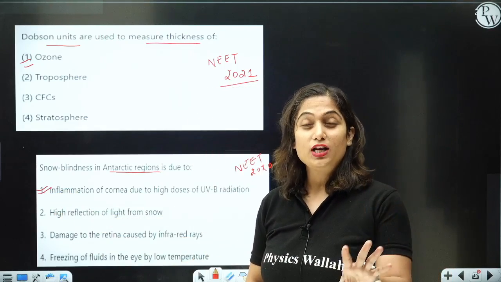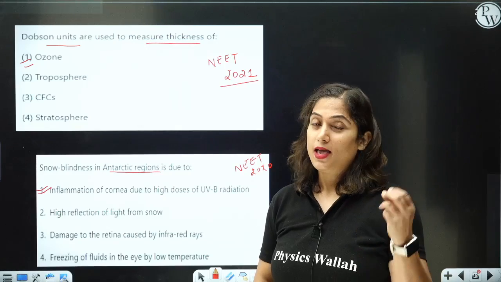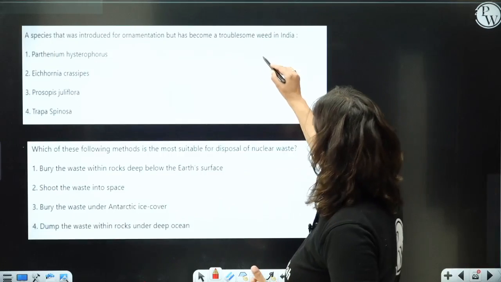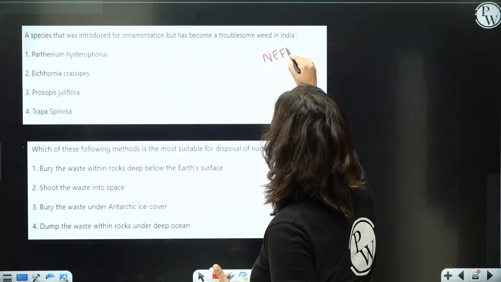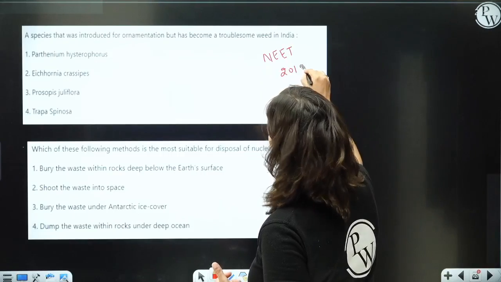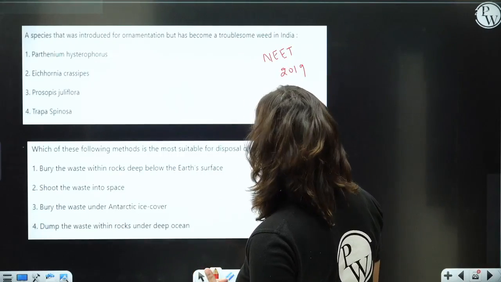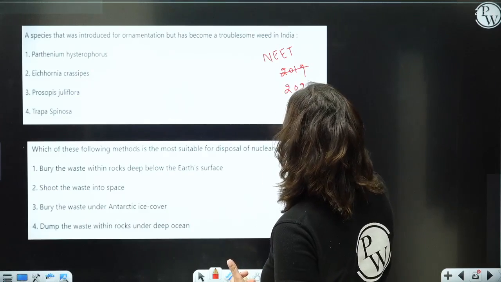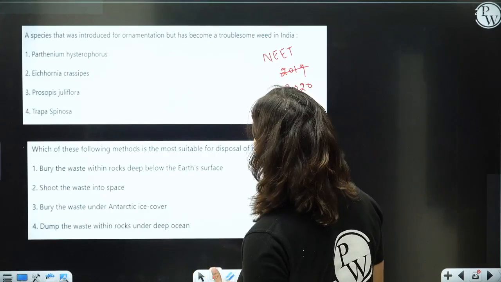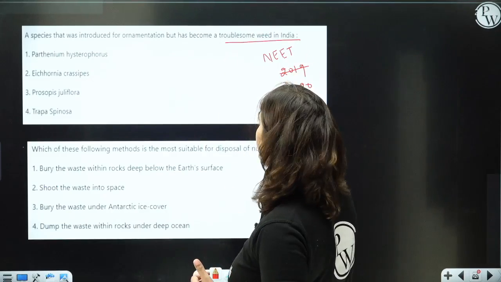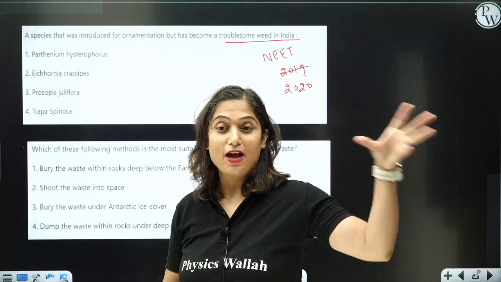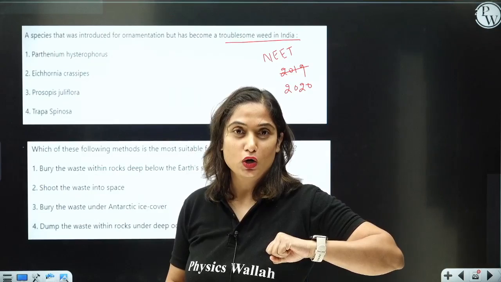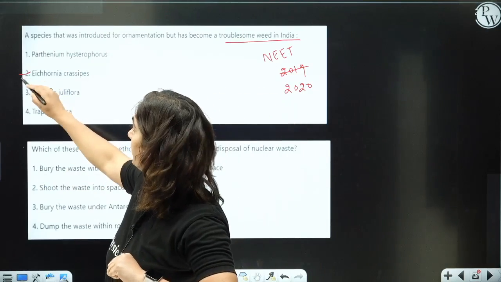So you have to read the lines of NCERT line by line, and then your chapter will be prepared. These are very simple questions direct from NCERT. Again, this is a question of NEET 2020: a species that was introduced for ornamentation but has become a troublesome weed. I have just told you that we took a plant for beautiful flowers, but now it has become a problematic weed of India, that is Eichhornia, water hyacinth. So the answer is Eichhornia.